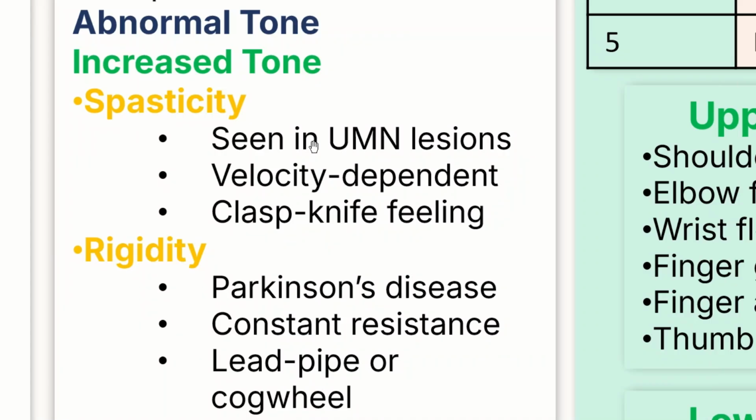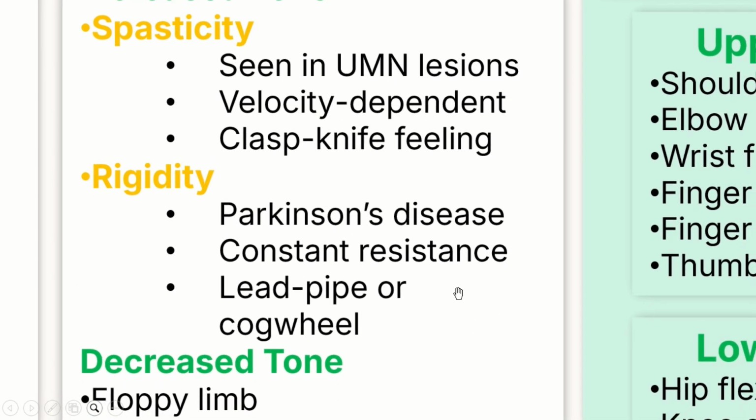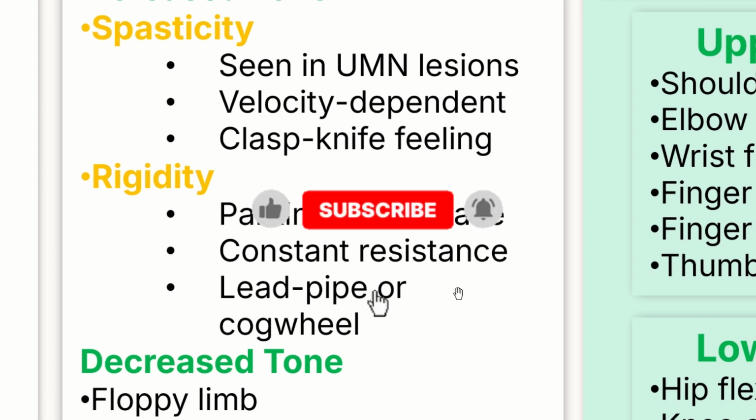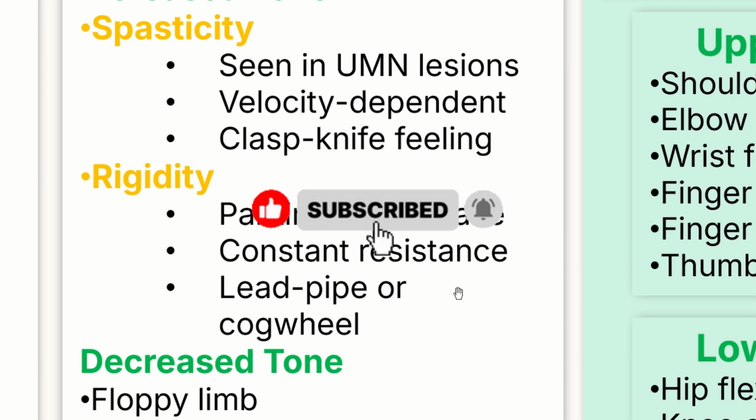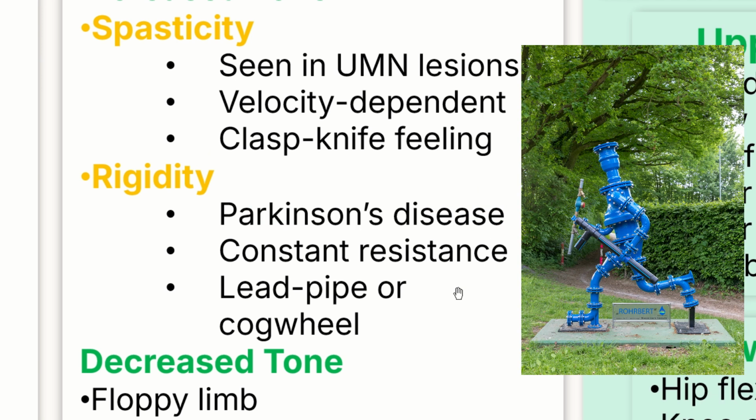open up easily. Then when it's rigidity, when the tone is increased and we have rigidity, like in Parkinson's disease, sometimes we have a constant resistance, and we shall have either a lead pipe or a cogwheel rigidity. Now, when you look at a lead pipe, it's solid, and when you try to bend it, imagine your patient is made up of pipe, and then you're trying to bend, it would be really very hard.